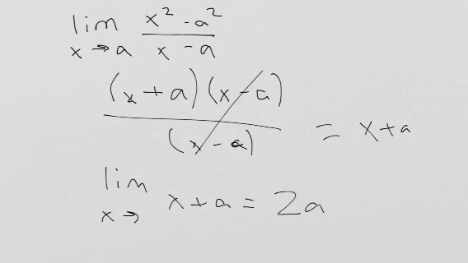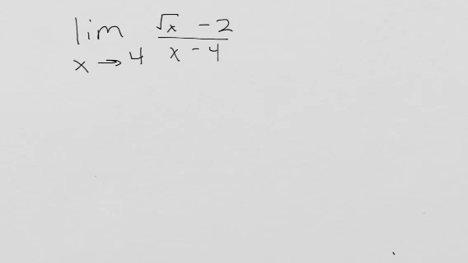So that's our pattern. Let's move on to a square root problem now, and multiply by the conjugate as well. So this is the limit as x goes to 4 of root x minus 2 over x minus 4. So we want to multiply by the conjugate. In this case, it's root x plus 2 over root x plus 2. That makes sure that we have 1 over 1 that we're multiplying by, so we don't screw up the equation.